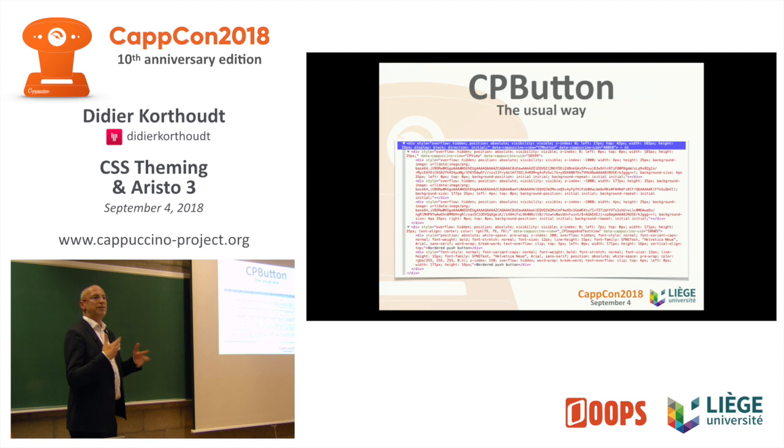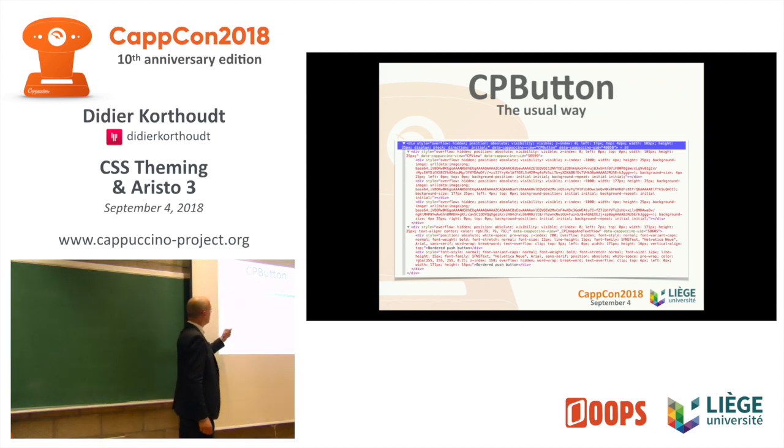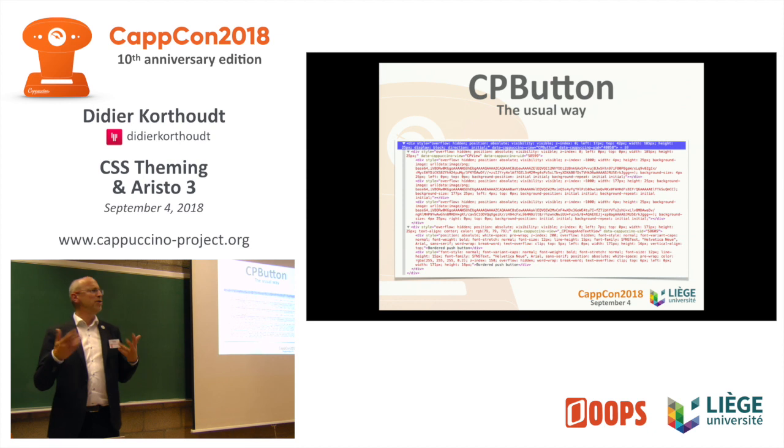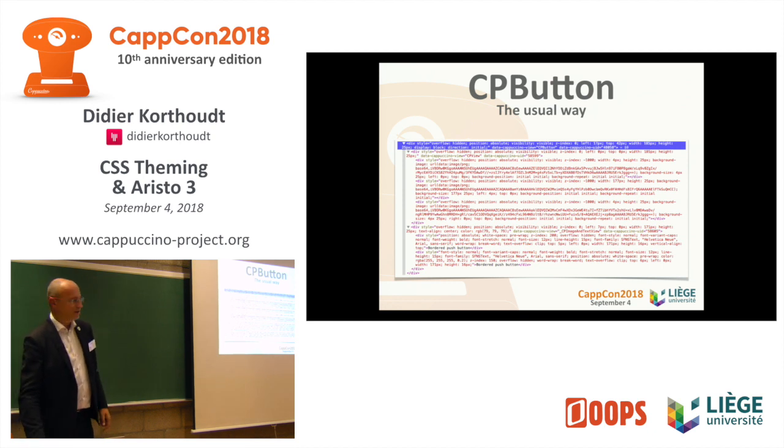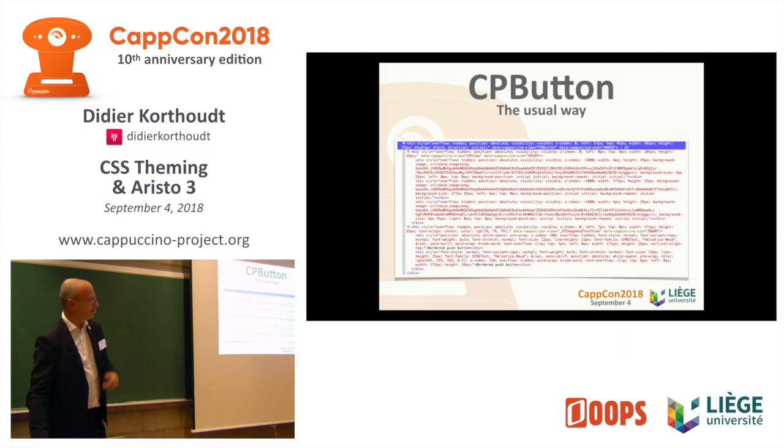What is the result of trying to do so? This is a CPButton in the usual way. So Aristo 2, I say numbers in French, it's strange. Okay. My grandmother was always counting money in her own language. So this is CPButton the usual way.